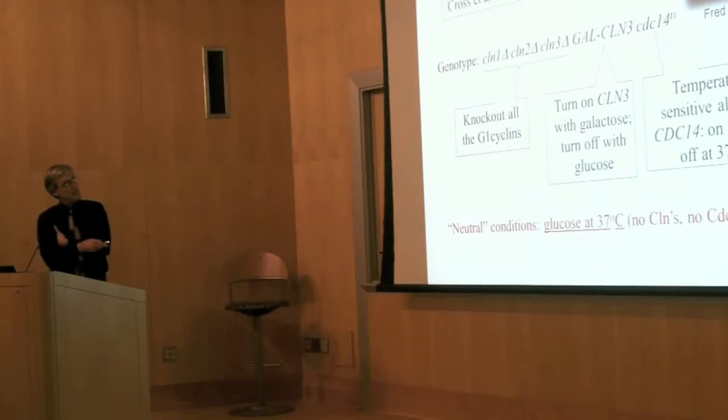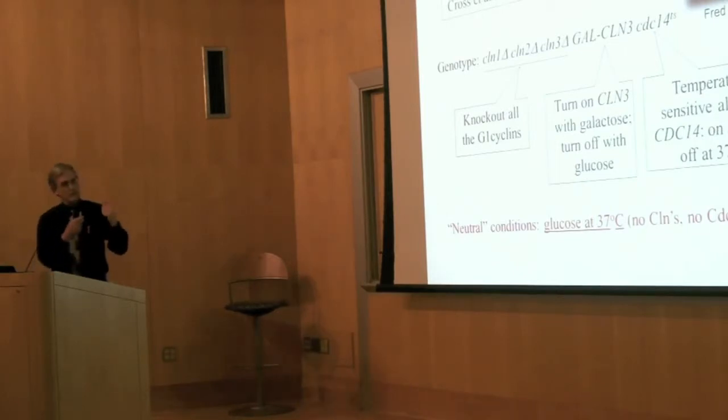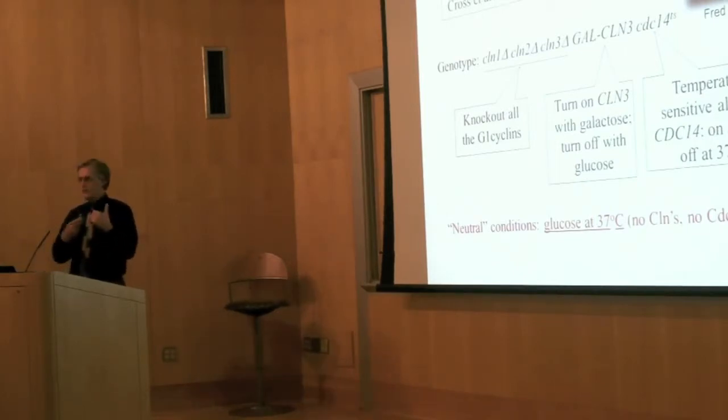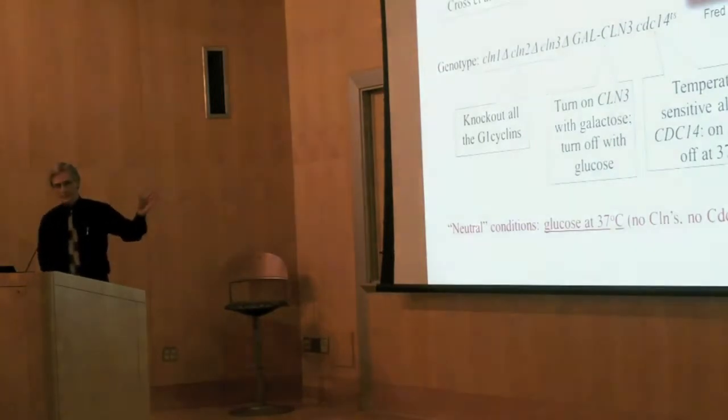Then he puts the Clin3 gene under control of a galactose-inducible repressor, so he can make Clin3 by adding galactose to the growth medium. And then he can stop making Clin3 by transferring the cells from galactose to glucose. They'll immediately shut off the production of Clin3, and Clin3 is a very unstable protein, so as soon as you shut off its production, it goes away.